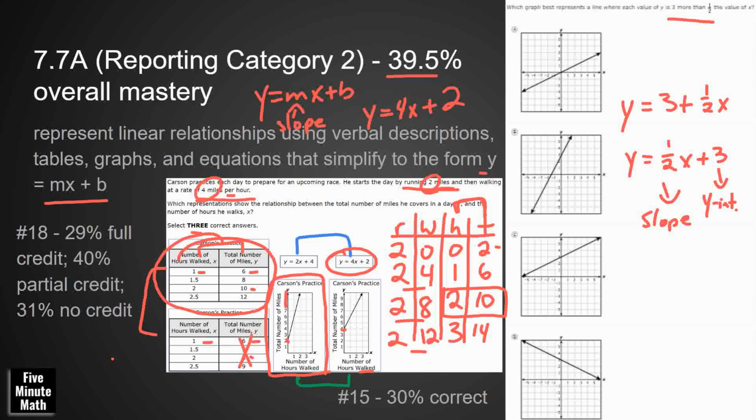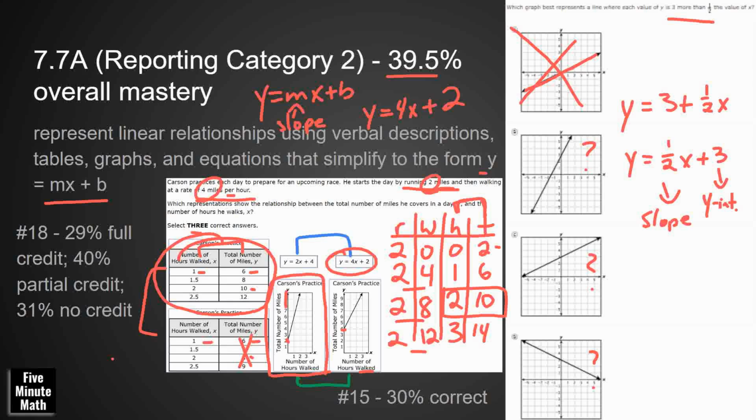This is a proportional graph. It goes through the origin, so that is not what we need. This goes through 3, so maybe. This goes through 3, and then this goes through 3. All right, so we have at least eliminated A.